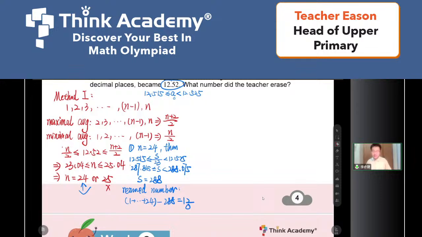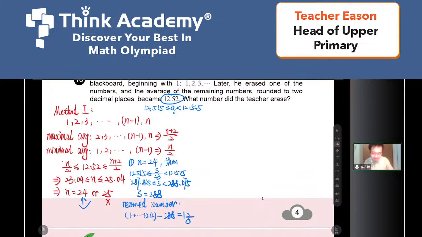Okay, because time is limited, I won't run through it here. This is method 1, right? We just find the maximum and minimal possible average, and the actual average must be between these two situations. And then we solve the problem. That is method 1.